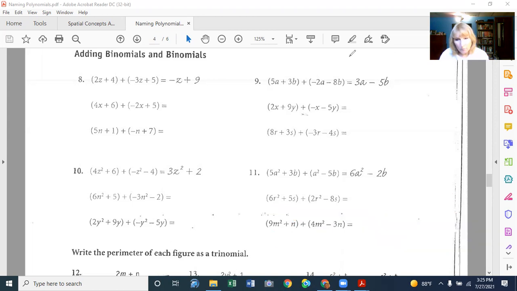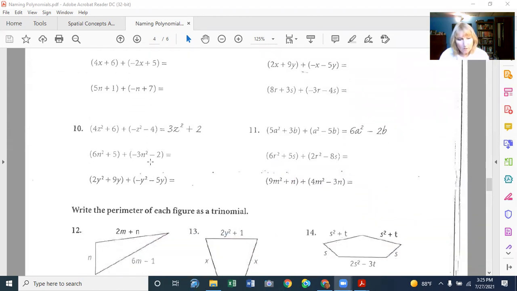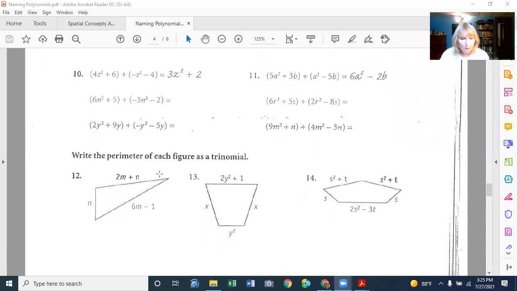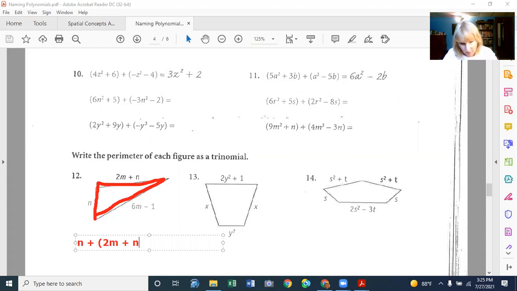Okay, scroll down just a little bit here. They're just throwing in some geometry with the same type of things. Write the perimeter of each figure as a trinomial. Well, perimeter is adding all the way around, so you're going to add n plus 2m plus n plus 6m minus 1. So let me write that in there. So it's n plus 2m plus n plus 6m minus 1.